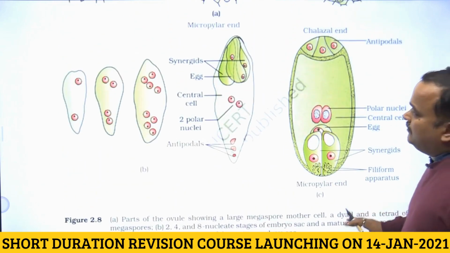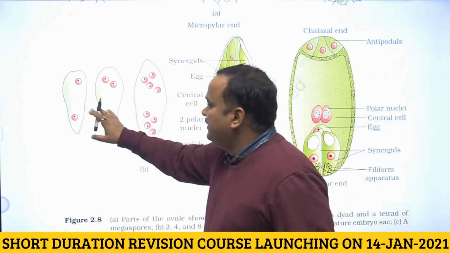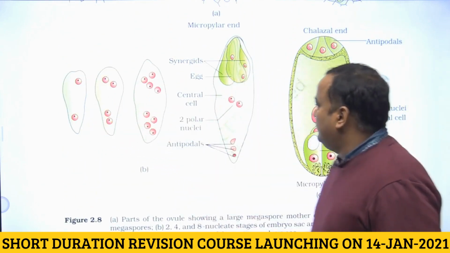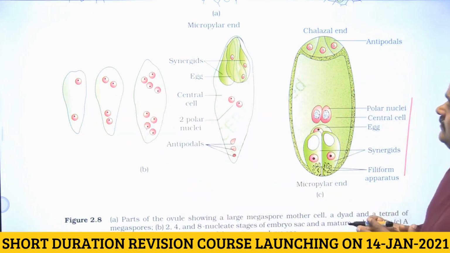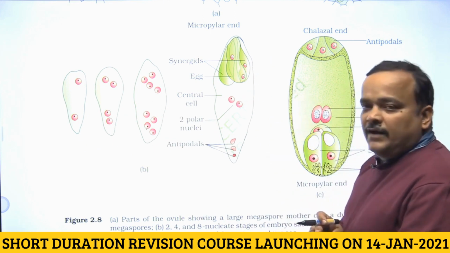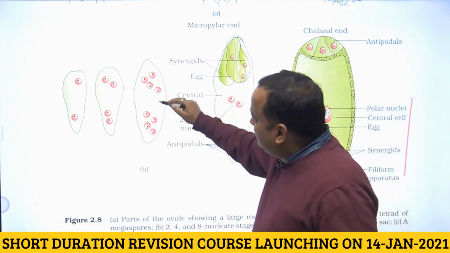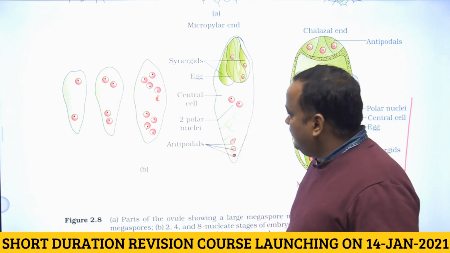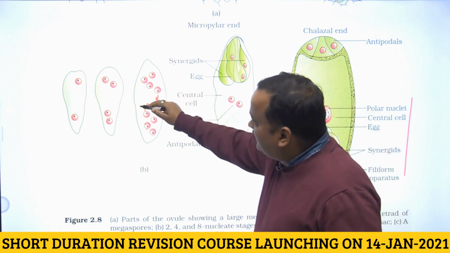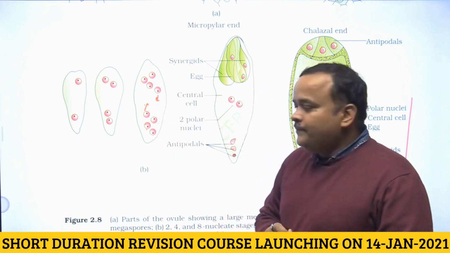So this is 3 successive free nuclear mitotic divisions. So there is formation of an 8 nucleated structure, and now this 8 nucleated structure will organize itself to form the embryo sac. Now out of these 4 nuclei, one will migrate towards the center, into the central cell. From the lower side, one will migrate to the center, that is towards the central cell.